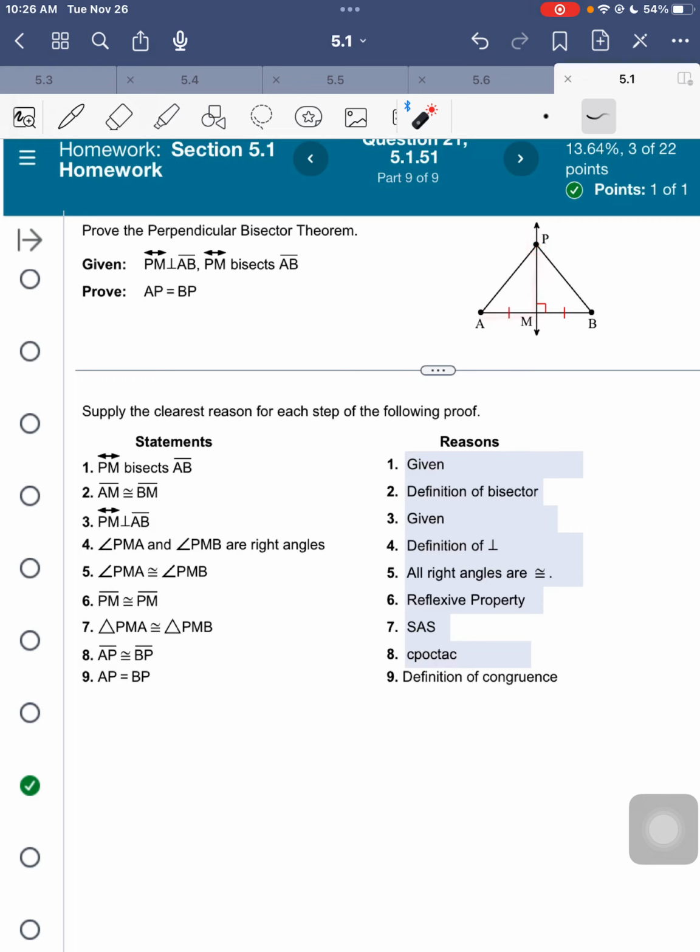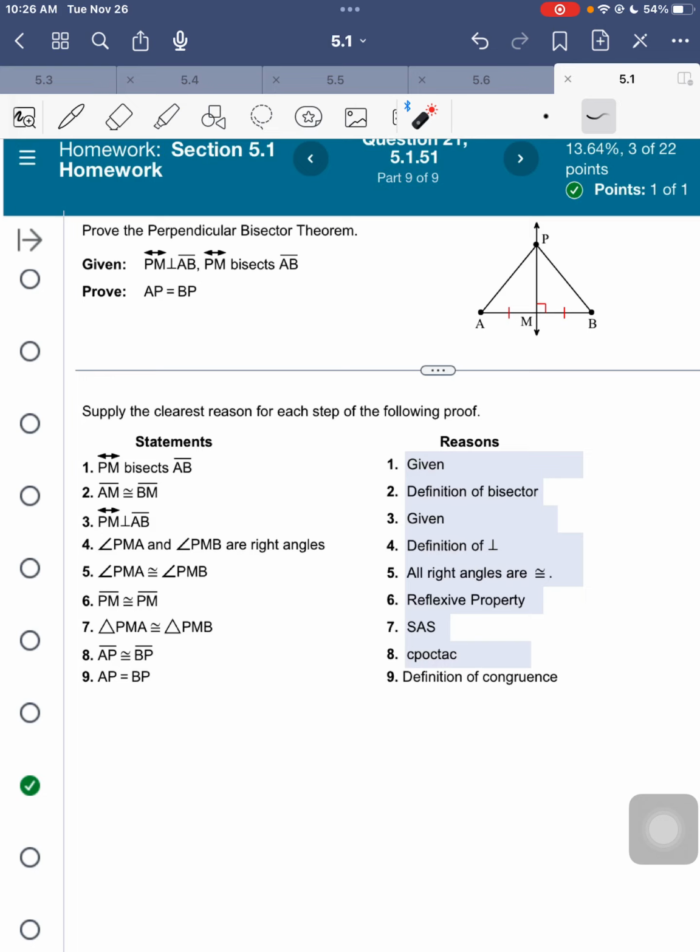Now, angle PMA and angle PMB are right angles. How do we know that they're both right angles? Isn't that the definition of being perpendicular? They said right here in the given that PM is perpendicular to AB. So if something is perpendicular, what type of angle do they form? 90 degrees. That's why it's the definition of perpendicular. Remember that this is the symbol for perpendicular, and this is the symbol for parallel.